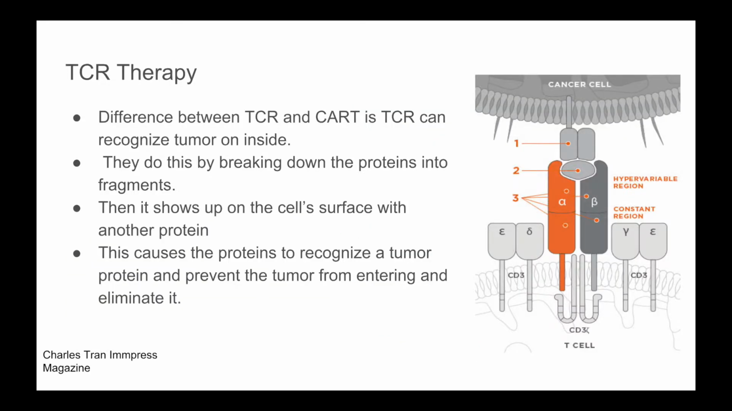So this second type of therapy is TCR therapy. The difference between TCR and CAR T is that TCR can recognize a tumor on the inside, unlike CAR T, where you have to take the blood out, and they recognize it on the outside. They do this by breaking down the proteins inside your body into fragments, like the proteins infected with cancer. Then it shows up on the cell's surface with another protein. And since these proteins bind together, this causes the proteins to recognize a tumor protein, just like the cancer tumor, and it prevents the tumor from entering the other proteins, and it eliminates it.